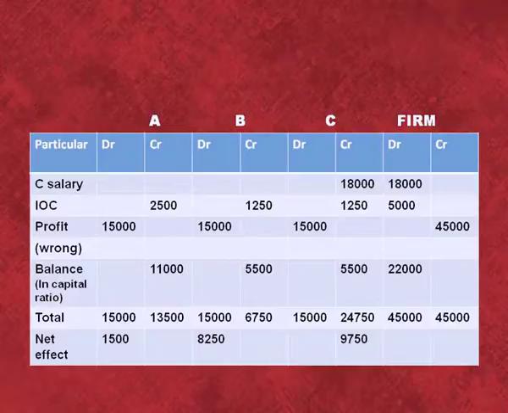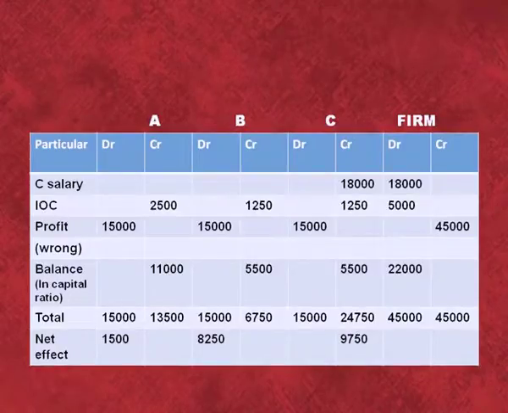That means we have to divide this in the ratio of capital. The capital ratio will be 50,000, 25,000, 25,000. That means 2:1:1. We will divide 22,000 in this ratio, 2:1:1. It will come 11,000 under A's column, 5,500 under B's column and 5,500 under C's column.